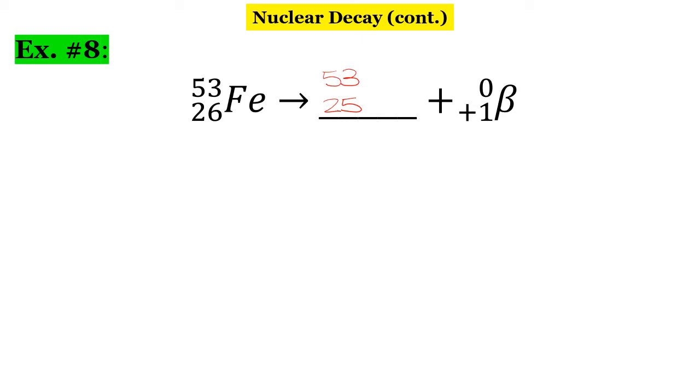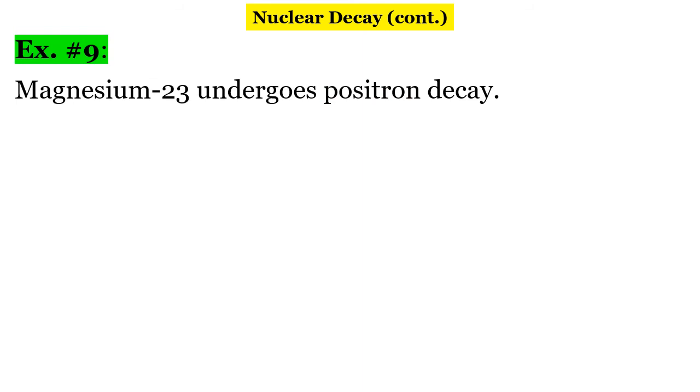So here we look up 25, that's manganese, Mn. Here's another one written out. Manganese-23 undergoes positron decay. So we've got manganese, Mn. 23 is the mass number. And if you look this up on the periodic table, it's number 12. It's undergoing positron decay. It's going to be plus 1. B with the little tail there.